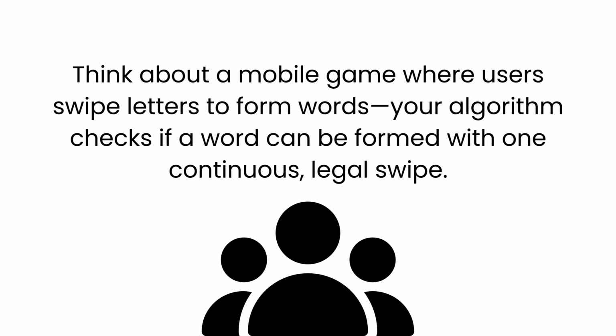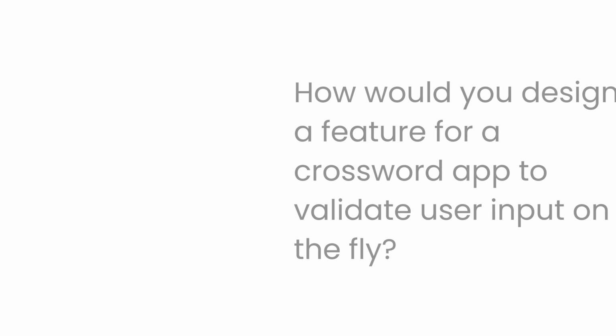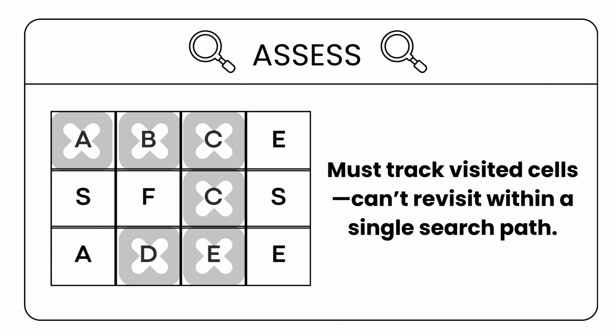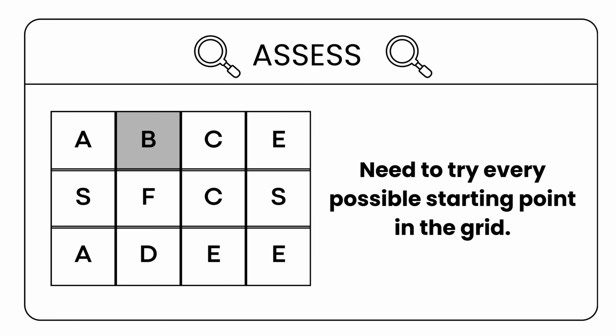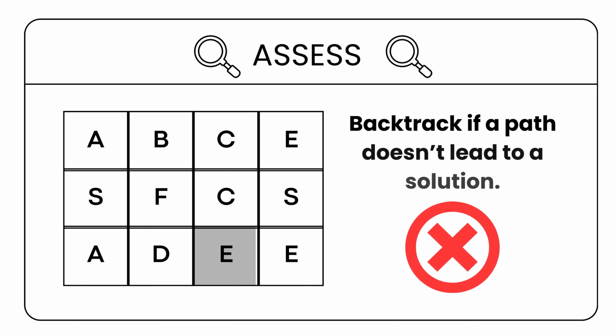Think about a mobile game where users swipe letters to form words. Your algorithm checks if a word can be formed with one continuous, legal swipe. An interviewer might ask, how would you design a feature for a crossword app to validate user input on the fly? What's tricky? Must track visited cells, can't revisit within a single search path. Need to try every possible starting point in the grid. Backtrack if a path doesn't lead to a solution.